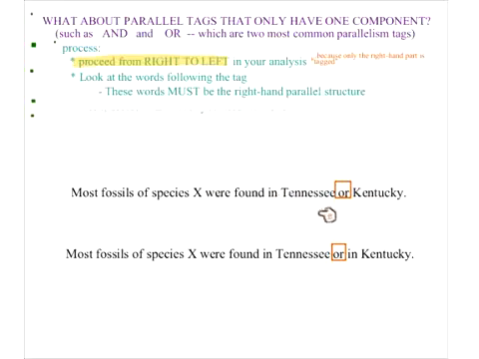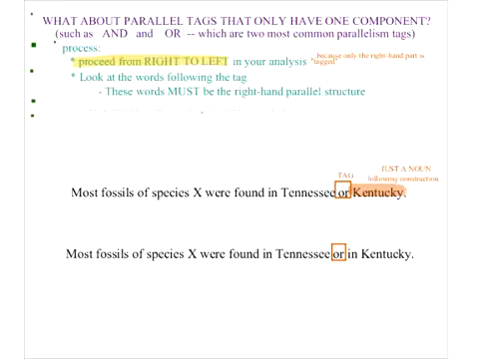So in this first instance in the text box, what word or words is the right-hand parallel structure? Go ahead and type in the text box. Okay, the right-hand parallel structure is just Kentucky. So again, the reason being, this is your parallel tag, and then this is the following construction. It's just a noun.